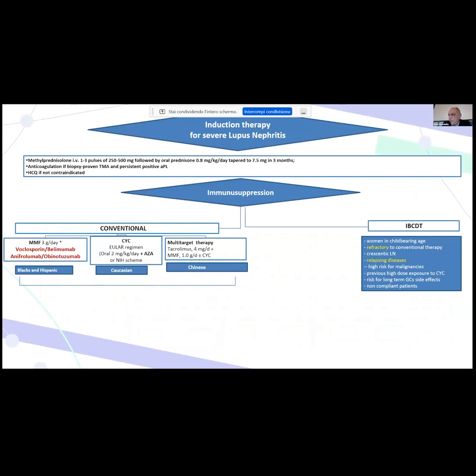So we can re-elaborate the algorithm of induction treatment of severe lupus nephritis, proposing, besides the new add-on top agents, an intensive B-cell depletion therapy that can be even preferable in refractory patients, in relapsing diseases, besides women in childbearing age or at high risk for malignancy.